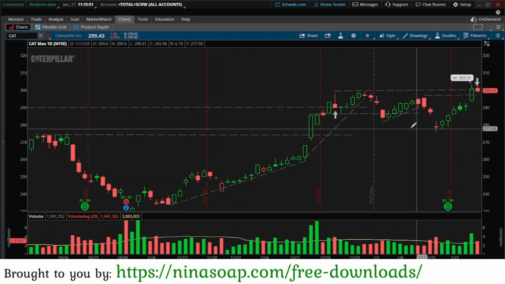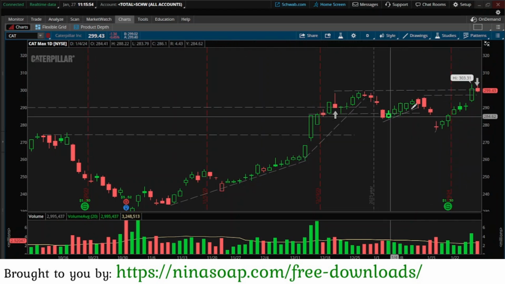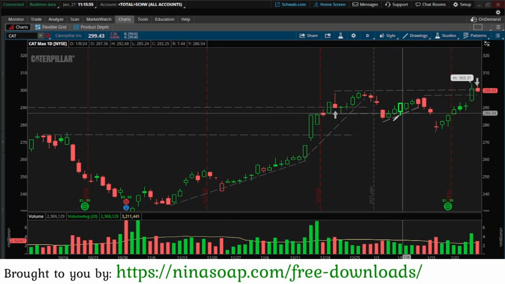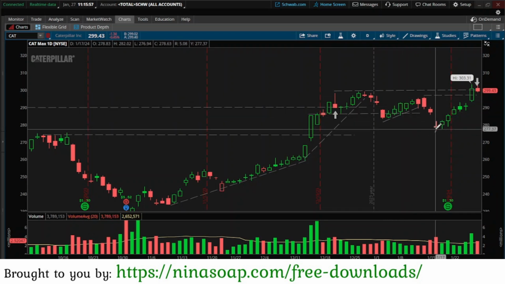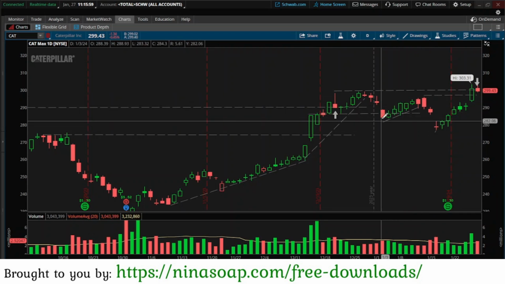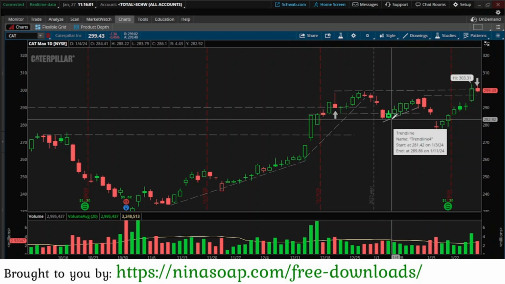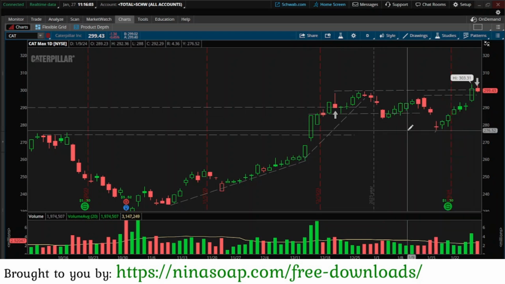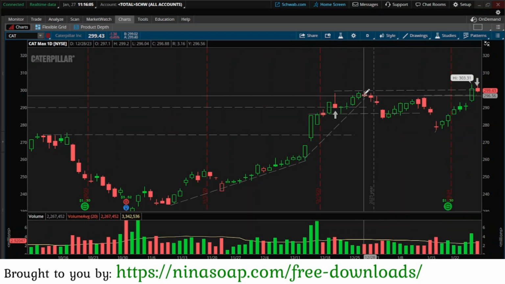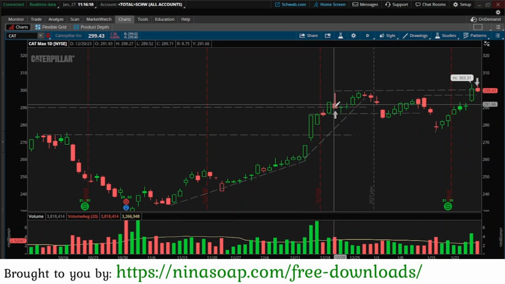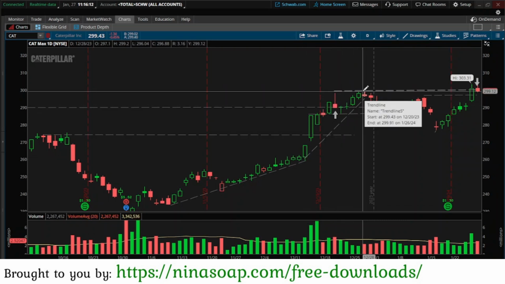Okay, so this is not really a trend yet, because you can see I have a lower low compared to this low. So this is not really a trend, it's a transition. So my trend ended and I bought it pretty much close to the end of that trend.